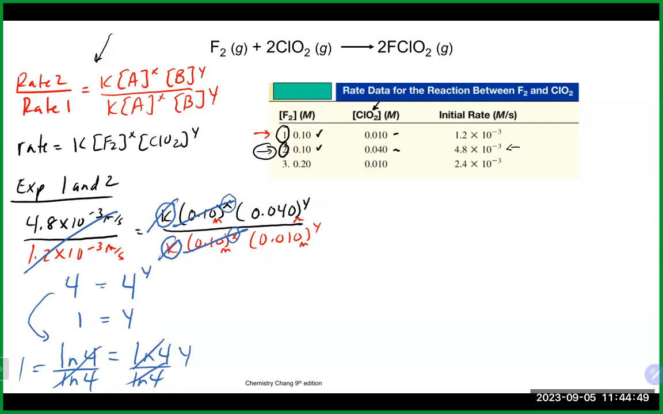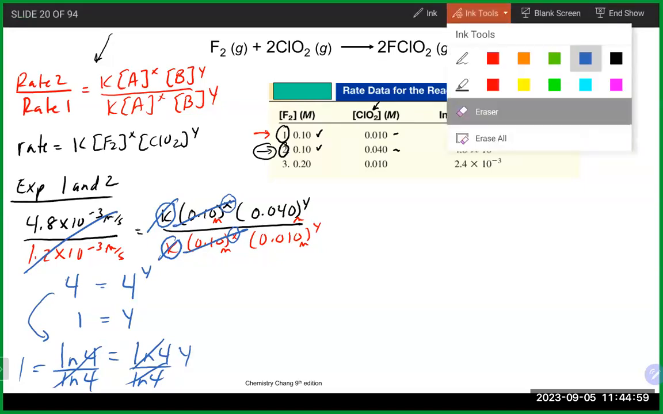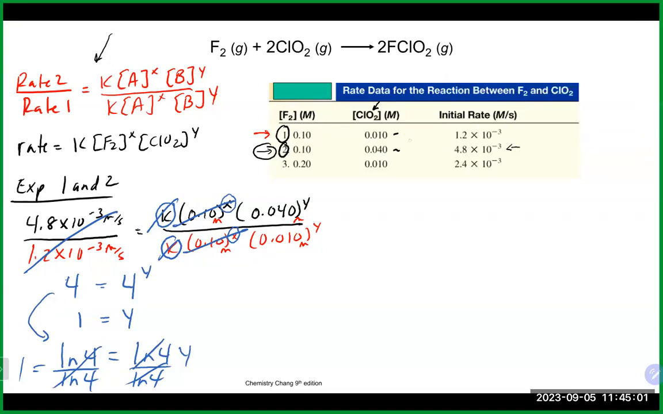So what we just determined is the order with respect to ClO2 is first order. Now that we figured out the order with ClO2, what we want to do now is really go back to our tables and we want to find 2 more entries.